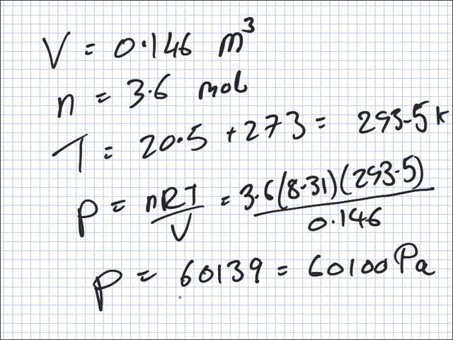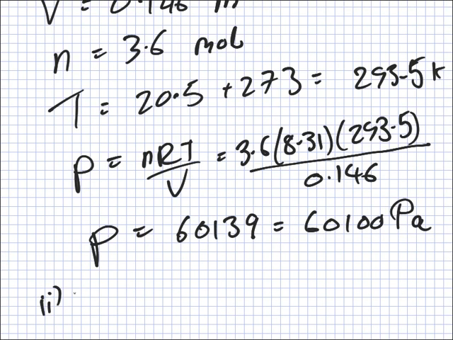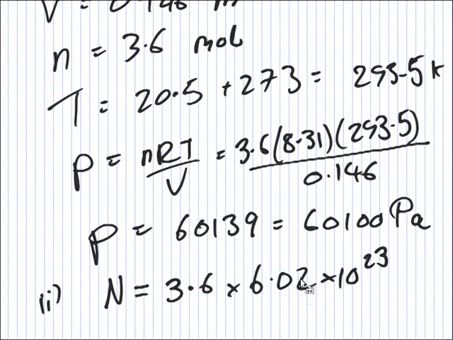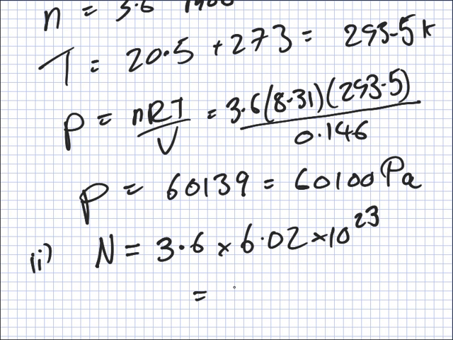Part 2, I think you know how to do this. How many oxygen molecules are there? How do you get that? Moles times Avogadro's constant, which is 6.02 times 10 to the 23, isn't it? So what's that, like 19 something? Number of molecules.